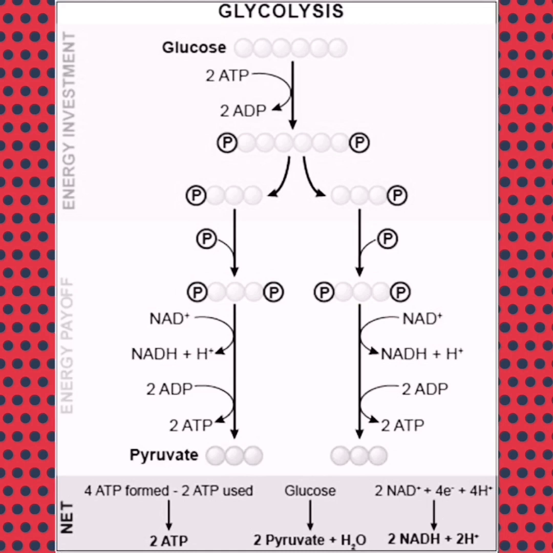Now, as a result of this, there is a net gain of 2 ATP molecules during glycolysis. Now, during this stage, high energy molecules are also transferred to molecules of NAD+ to make 2 molecules of NADH, which is another energy carrying molecule, and it is used later on in stage 3 to make ATP.